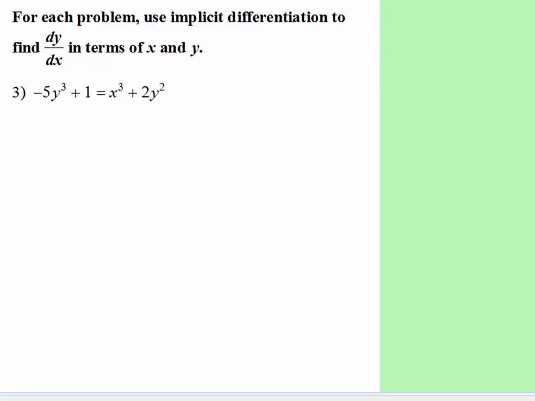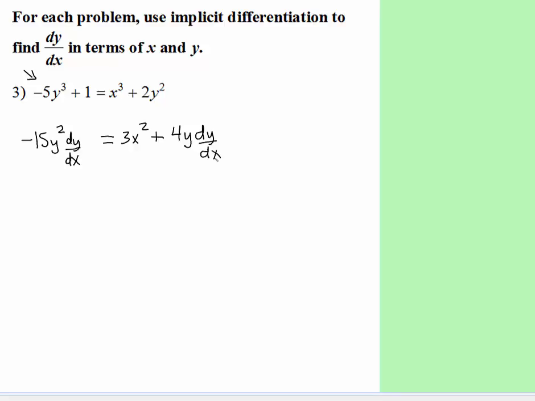Okay, these are a little bit more complex because there's factoring involved, but still pretty easy. We're going to take the derivative of each term. So the derivative of this first term right there, the 3 would get brought down in front, so we'd have negative 15y squared. We're going to tack on that dy dx. The derivative of a constant is 0, so I'm just going to leave that like that. The derivative of x cubed is 3x squared. The derivative of 2y squared would be 4y, and then we're going to tack on that dy dx.